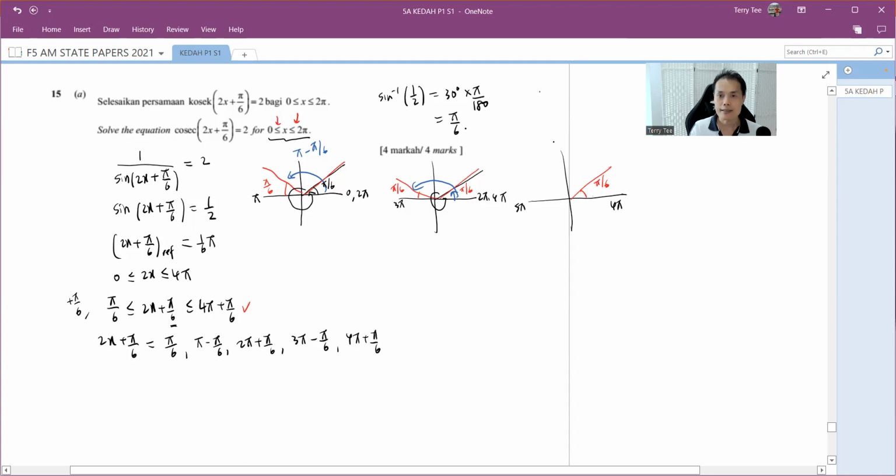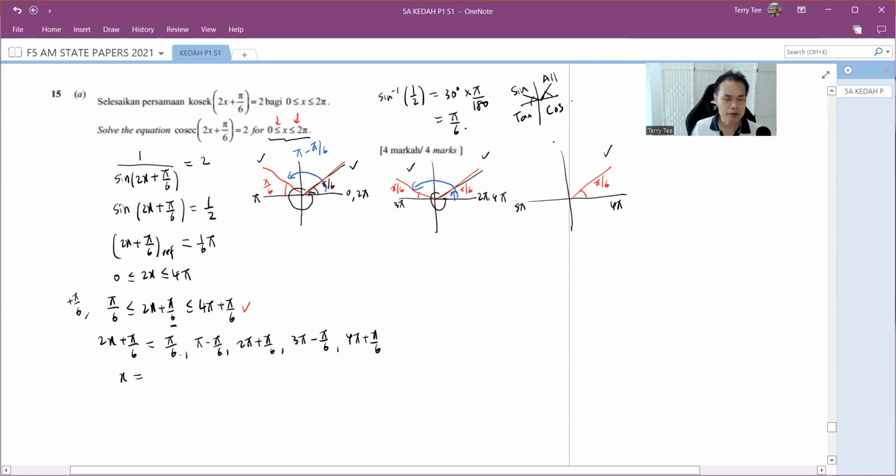I hope you know this: ASTC, all science teachers crazy. Only science teacher, not math teacher. The sine is positive in quadrant 1 and 2. That's why I put quadrant 1 here, quadrant 2, quadrant 1, quadrant 2, another quadrant 1, because your sine value here is positive half. If it's negative half, then you have to take quadrant 3 and 4. So whatever we get here, you subtract pi over 6.